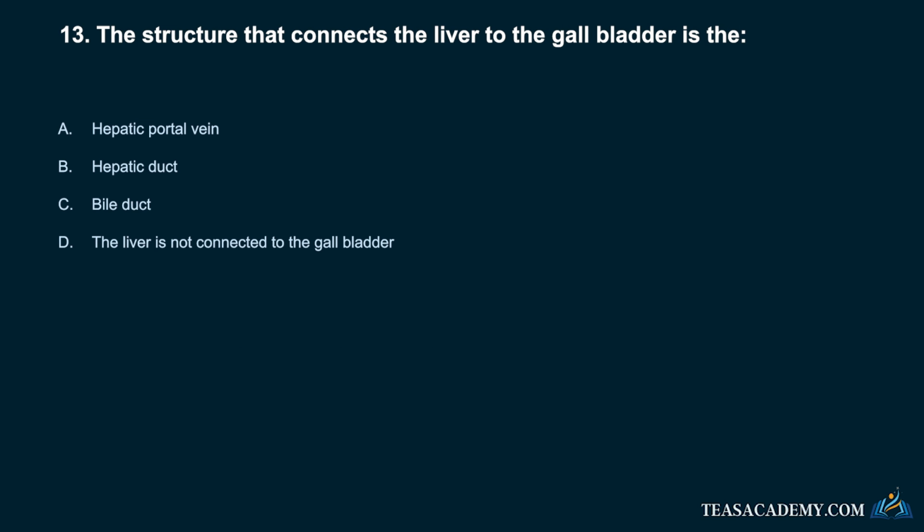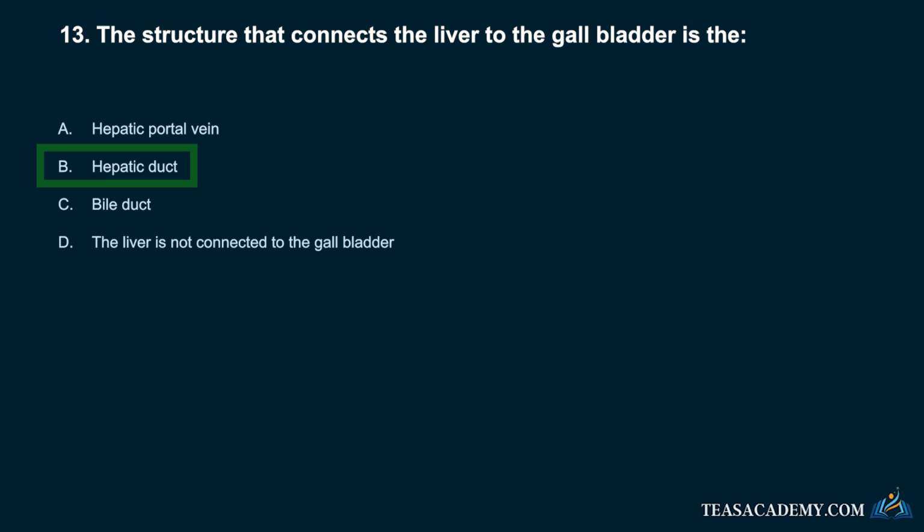13. The structure that connects the liver to the gall bladder is the: A. Hepatic portal vein. B. Hepatic duct. C. Bile duct. D. The liver is not connected to the gall bladder.